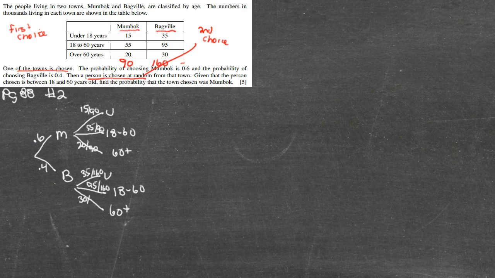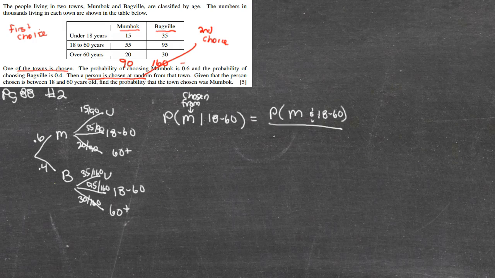Now, I'm not going to need all these probabilities, because if you notice, there's only one question. So before you go fill everything out, you should take a look and see what it is you're going to need. We're trying to find the probability of being chosen from Mumbuk, given that you're 18 to 60 years old. So we need to find the probability of being chosen from Mumbuk and being 18 to 60, and then divide that by the probability of being 18 to 60.